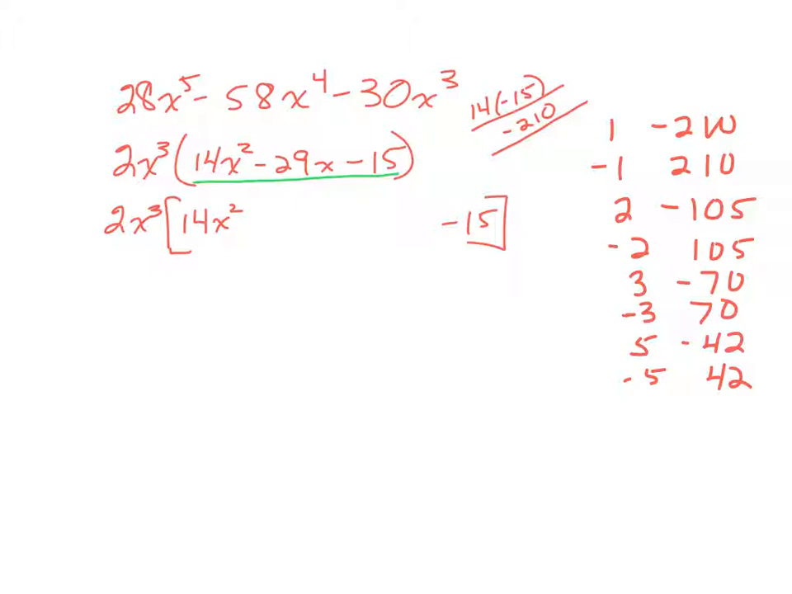Class, does 6 go into 210? How many times? 35. 6 and negative 35 or negative 6 and 35. Class, do either of those add up to negative 29? Yes. 6 and negative 35 add up to negative 29, don't they? That's the combo that we're looking for right there. So we're going to go plus 6x minus 35x. And now we're going to do grouping.